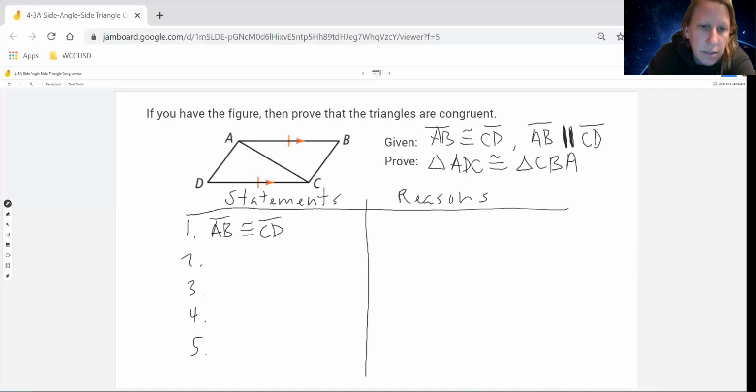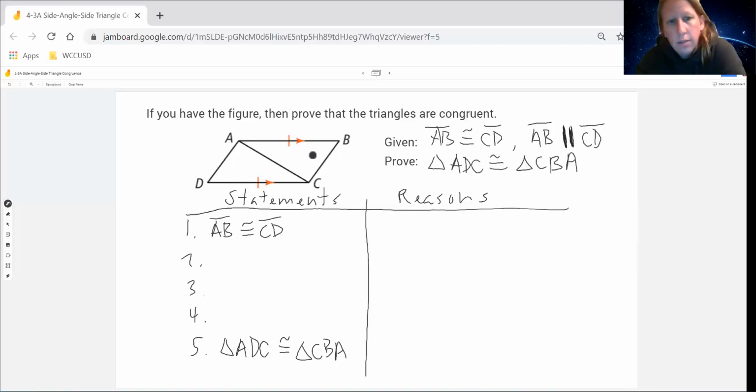Which means, and you don't always know how many steps the proof is going to be. Sometimes you have to erase. Sometimes the middle part is a little goofy. Sometimes you get lost for a while and then you're like, oh, I think I got it. So this is given to me because it was marked in the figure. What are we going to do with the parallel?